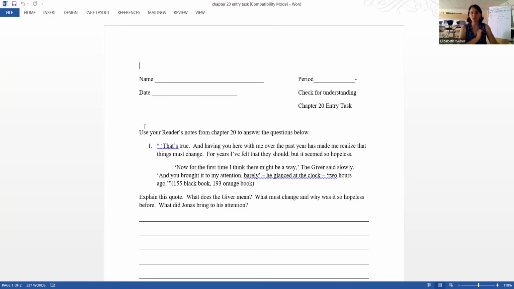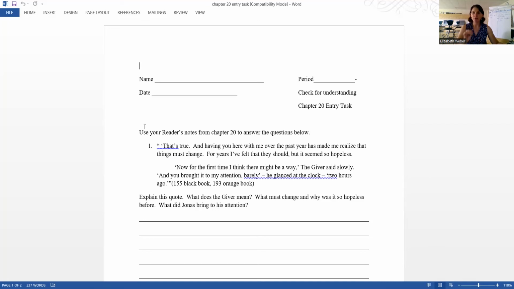You see the first question. "That's true. And having you here with me over the past year has made me realize that things must change. For years, I felt that they should, but it seemed so hopeless. Now, for the first time, I think there might be a way," the Giver said slowly, "and you brought it to my attention barely, I glanced at the clock, 2 hours ago." Okay, so that was right at the top of page 155, right before the break, and in the other book, 193, and I don't have that one as handy, but I believe it is also right before a break.